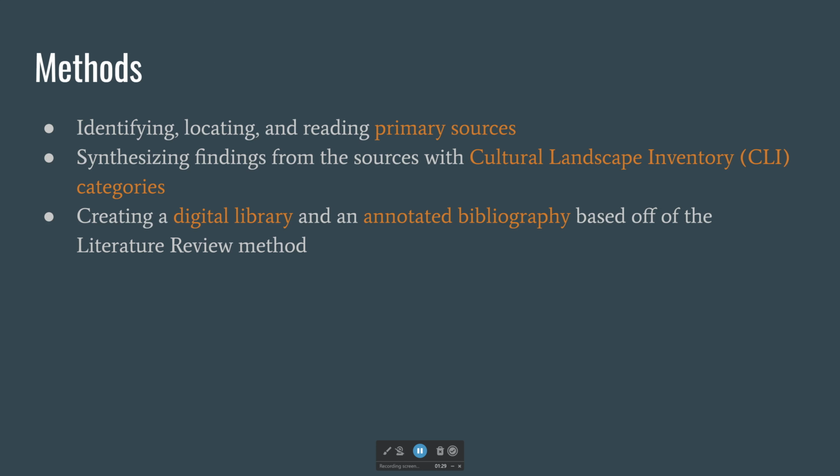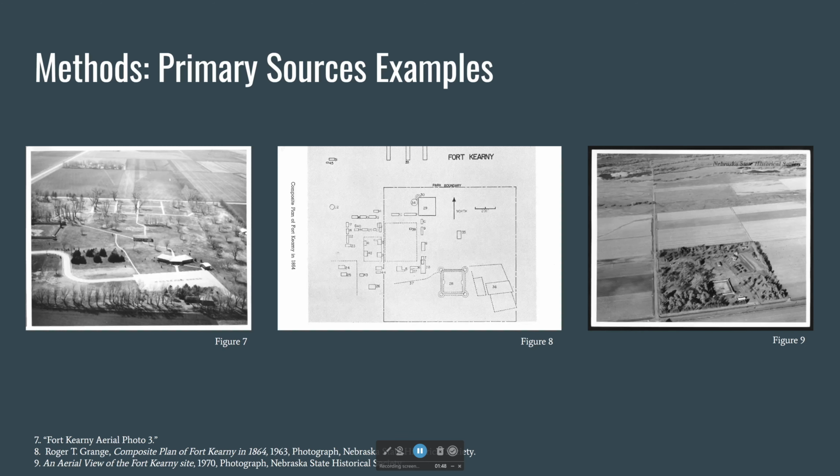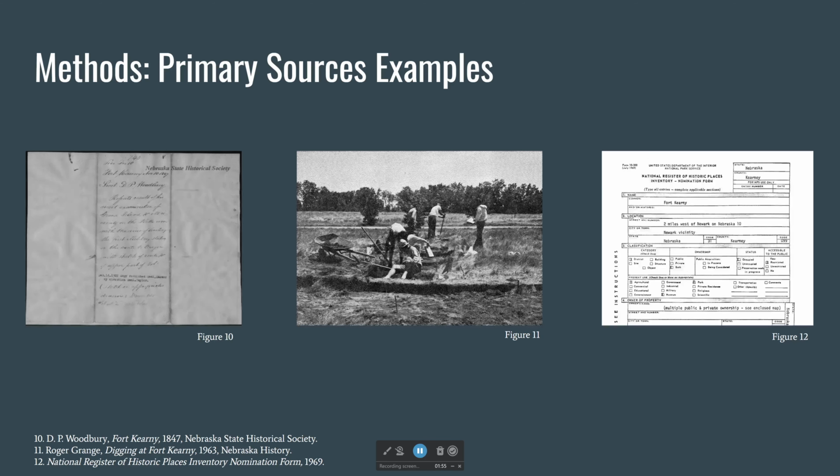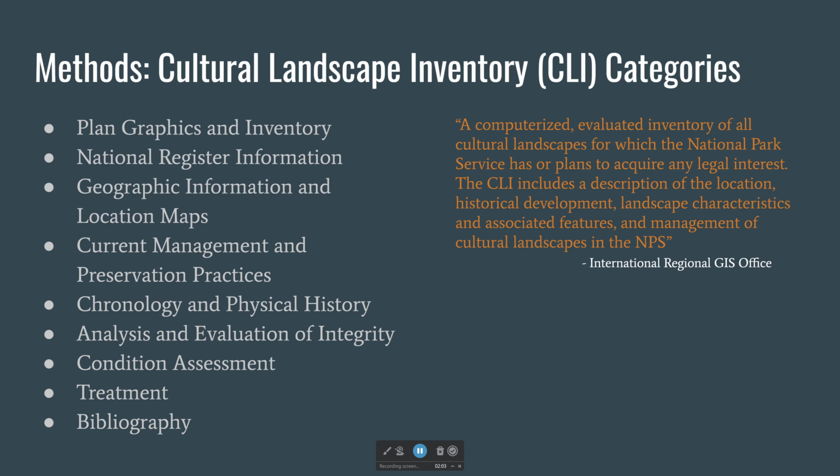Methods that I used for this research included identifying, locating, and reading primary sources, synthesizing findings from the sources with cultural landscape inventory categories, and creating a digital library and an annotated bibliography based off of the literature review method. So some examples of primary sources that I used for this research included aerial photographs and historic maps, correspondence from people who were either stationed at the fort or traveling through the fort, archaeological records, and government documents.